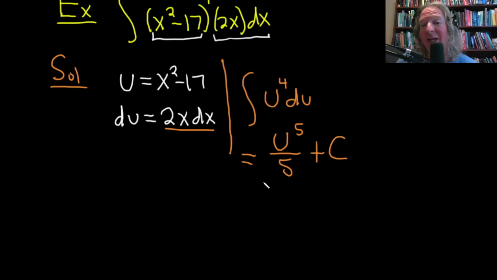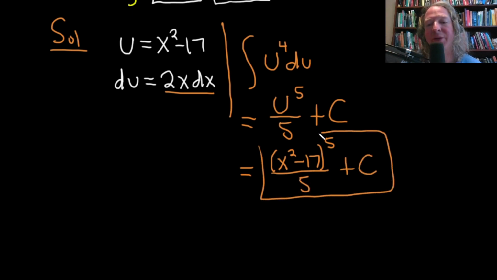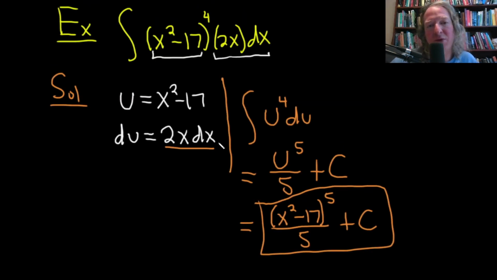However, we are not done, right? Because this piece here is u, so we have to go back to u at the end of the problem. So this is going to be equal to (x squared minus 17) to the 5th power all over 5 plus our constant of integration, capital C. Really nice. And so that would be the answer to this problem.